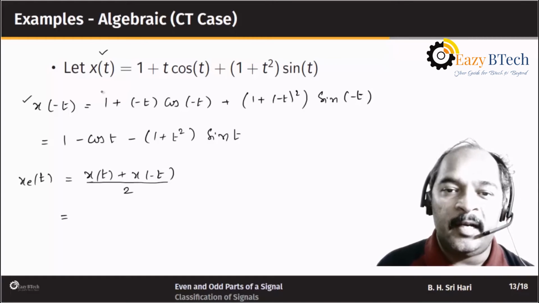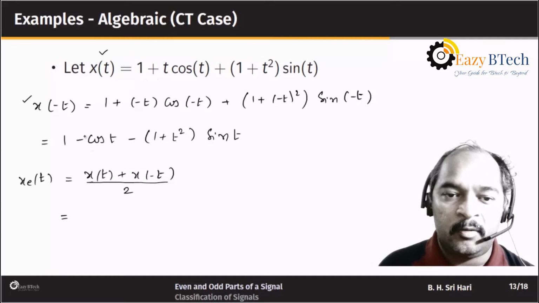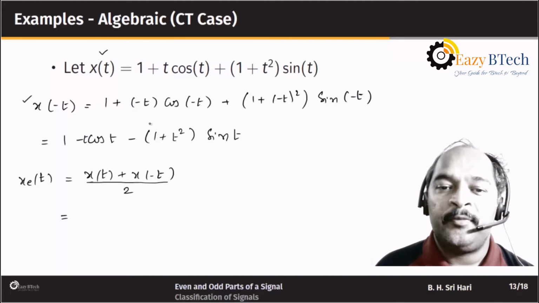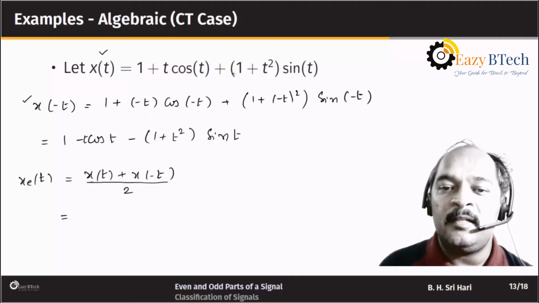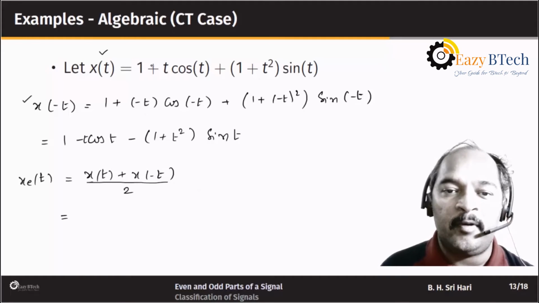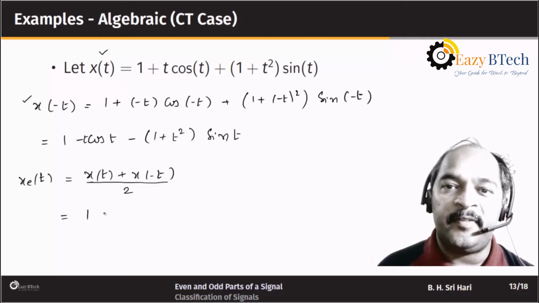You have to add these two. Here I forgot to write t here, sorry. So what happens if you add these two? t cos t will get cancelled, and 1 plus t square sin t also will get cancelled. So finally what do you get? 1 plus 1, which is 2, 2 divided by 2 is 1. So the other two signals will get cancelled out, and finally you get the even part to be equal to 1.